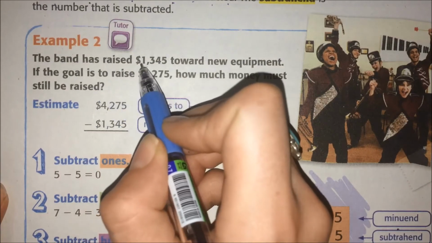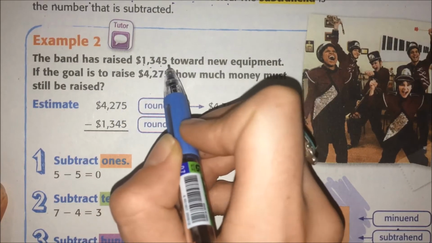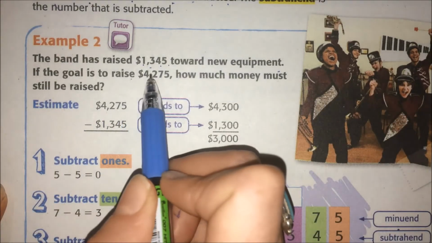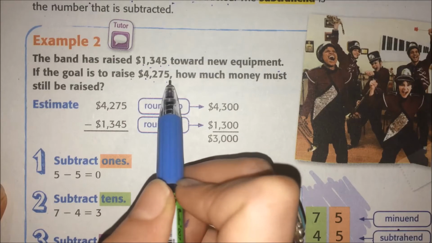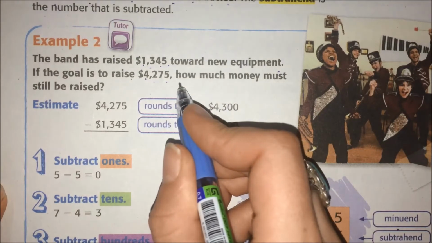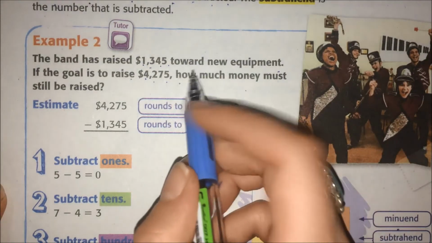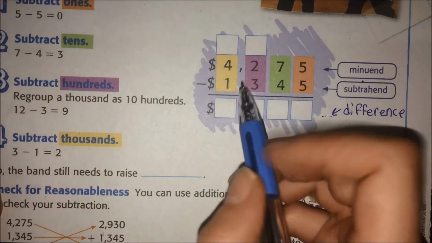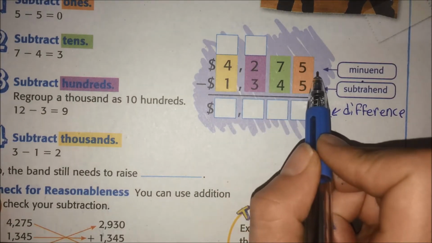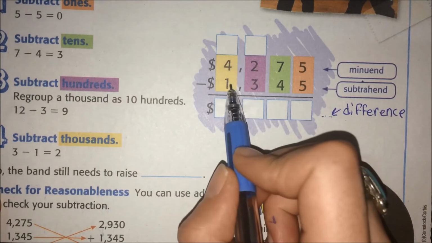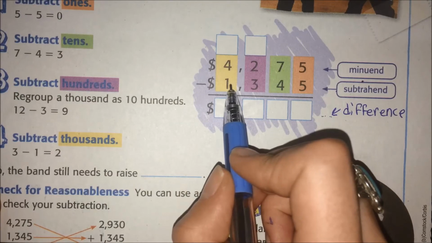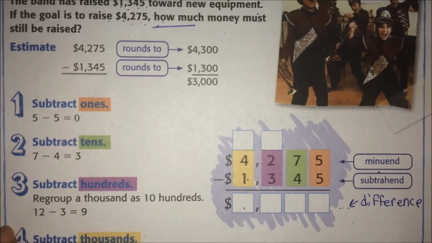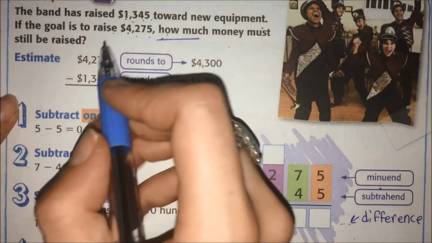The band has raised $1,345 toward new equipment. If the goal is to raise $4,275, how much money must still be raised? Okay, how much must still be raised? So this is what they have, the minuend. They've already raised this much. How much do they still need? That's the difference. Okay, they want you to check by estimating.